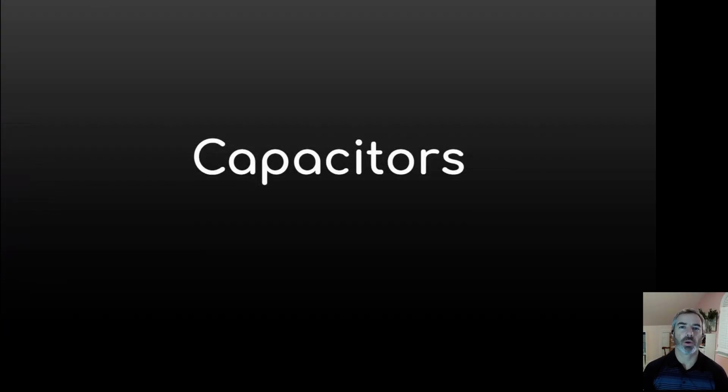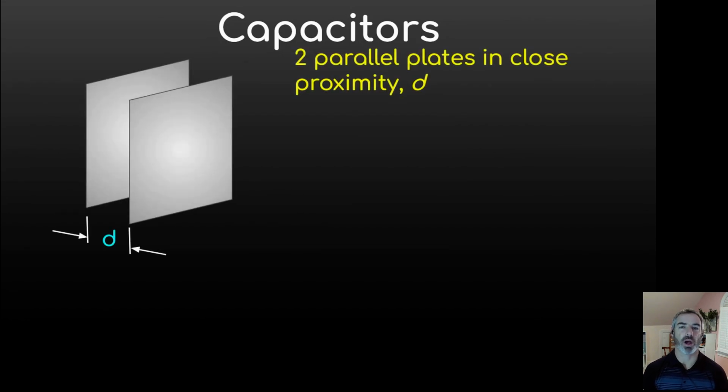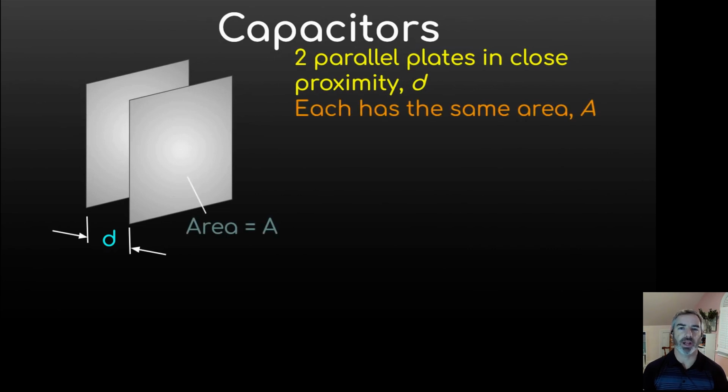In this video, we're going to have an introduction to capacitors. So, what is a capacitor? A capacitor is two parallel plates that are in close proximity, so we'll call that distance d, and each of the plates has the same area, we'll call that area A.